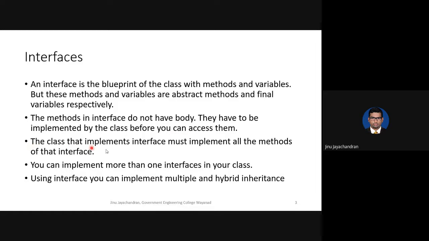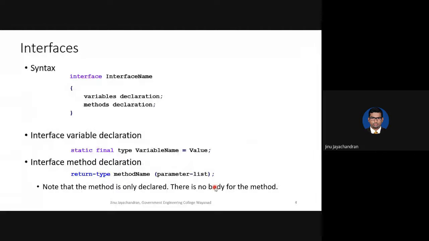A class that implements an interface must implement all the methods of that interface. So if you are going to implement an interface inside a class, we need to implement all the methods mentioned in that interface. You can implement more than one interface in your class. Using interfaces, you can implement multiple and hybrid inheritance.